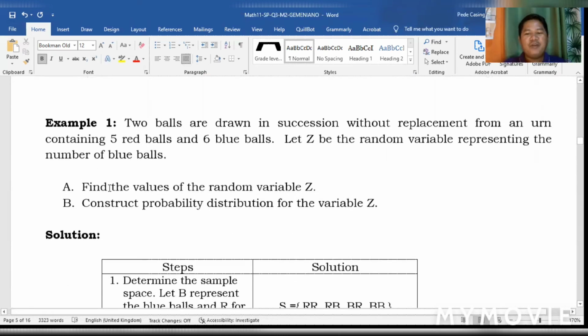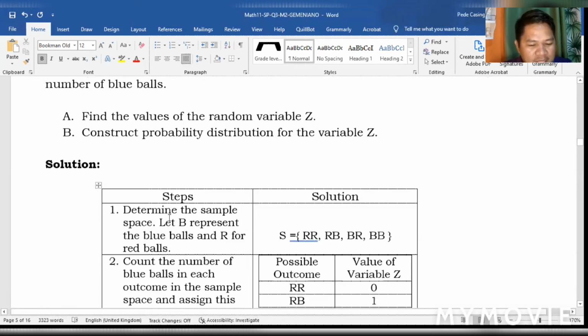Okay, are you ready now for the first example? Number 1, we have example 1. Two balls are drawn in succession without replacement from an urn containing 5 red balls and 6 blue balls. Let Z be the random variable representing the number of blue balls. A, find the values of the random variable Z. B, construct the probability distribution for the variable Z.